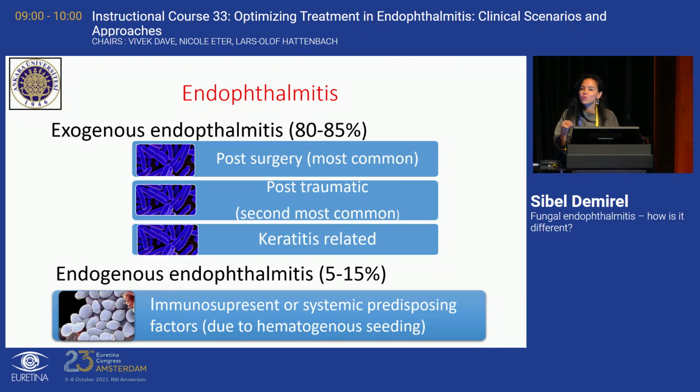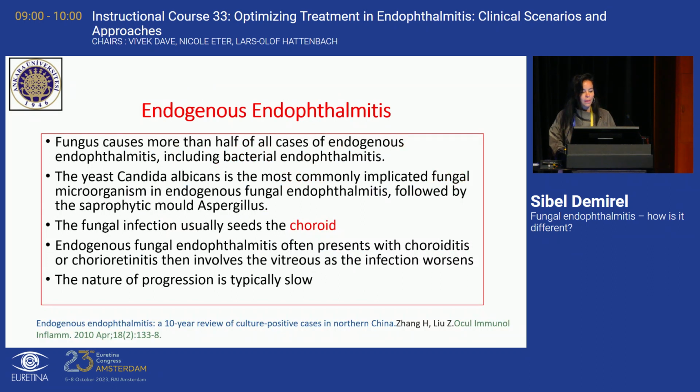Endophthalmitis is an infection of the aqueous humor and the vitreous, and it can be secondary to either endogenous or exogenous causes. Most of the cases are secondary to exogenous causes like trauma, surgery, or keratitis, and 10% of the cases are endogenous endophthalmitis, and fungus is the most prevalent cause for endogenous endophthalmitis.